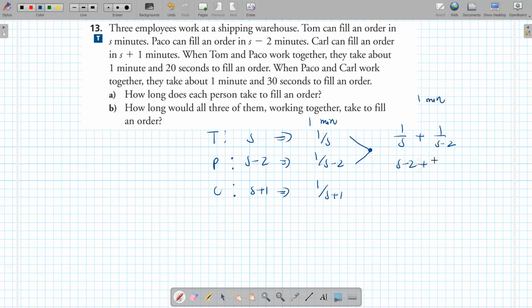That'll be (s minus 2 plus s) over (s squared minus 2s). That'll be (2s minus 2) over (s squared minus 2s). So this is the fraction of the job Tom and Paco do in 1 minute. So how long does it take them to finish the job? You flip it, right? So that means (s squared minus 2s) over (2s minus 2). And remember, s is in minutes. What is 1 minute 20 seconds in minutes?